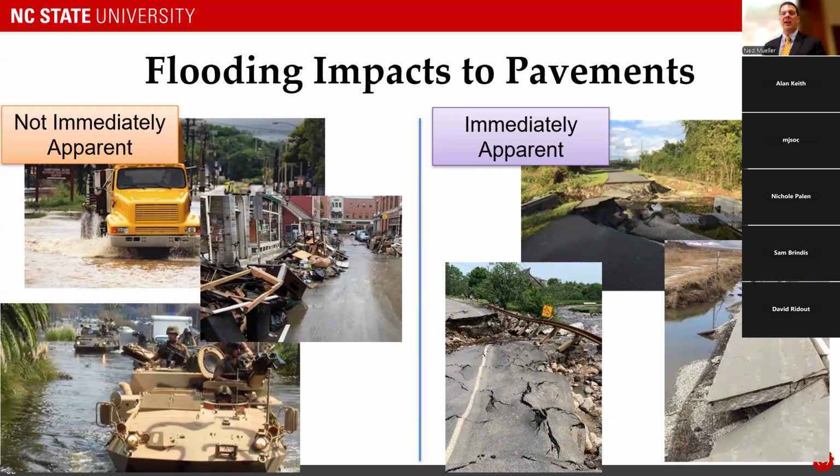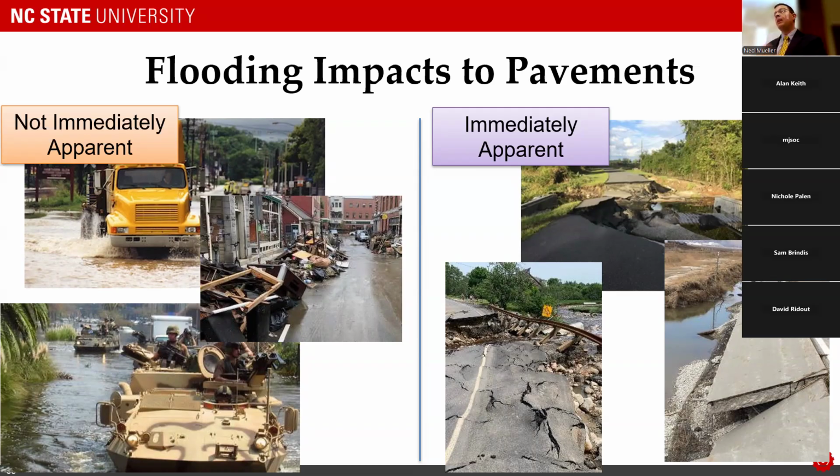We've looked very carefully at Florence and Matthew impacts, with a plan to look at Helene in the near future. When we look at flooding impacts, we can break them down into two broad classifications: things that are immediately apparent and things that are not immediate. Immediately apparent are pavements washed out, shoulders washed away, pipes gone. These are the things that become readily apparent that damage has happened.